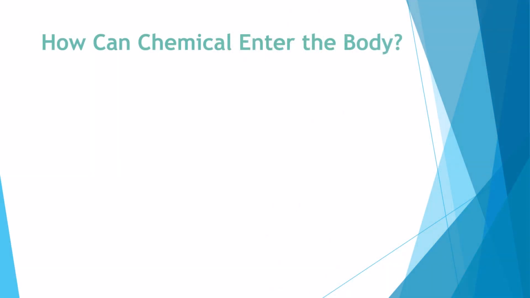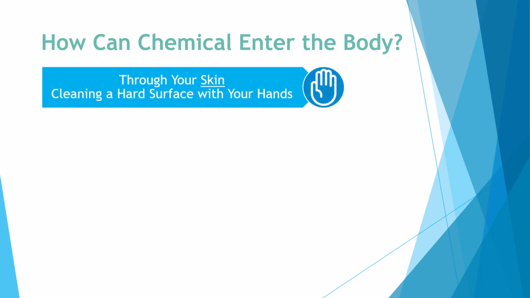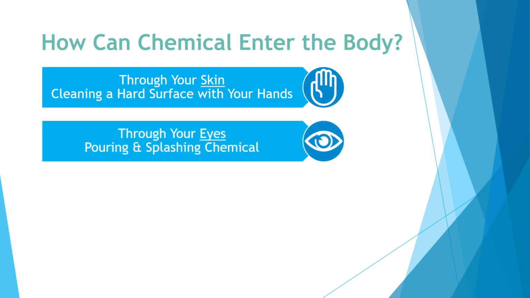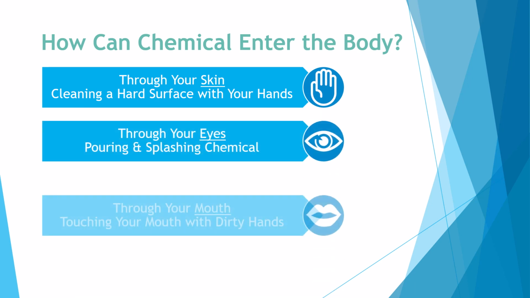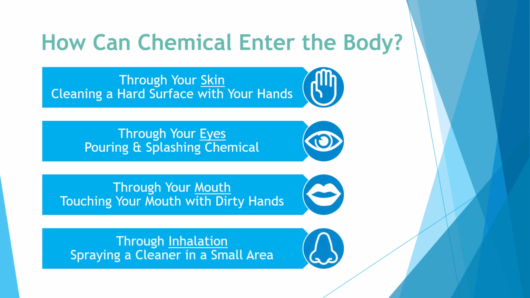Now let's talk about how a chemical can enter your body. Through your skin, cleaning hard surfaces with your hands; through your eyes, pouring or splashing chemicals; through your mouth, touching your mouth with your dirty hands; through inhalation, spraying a cleaner in a small area.